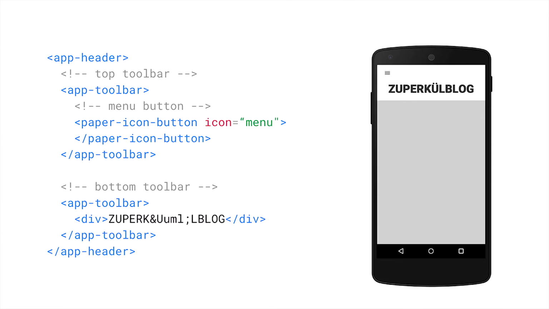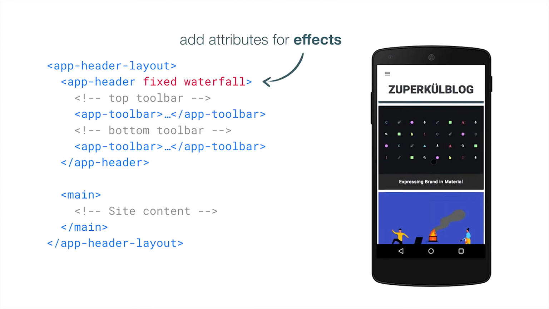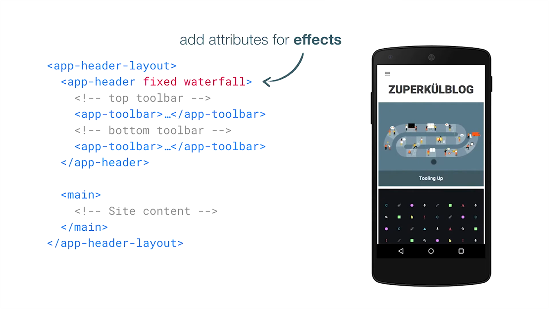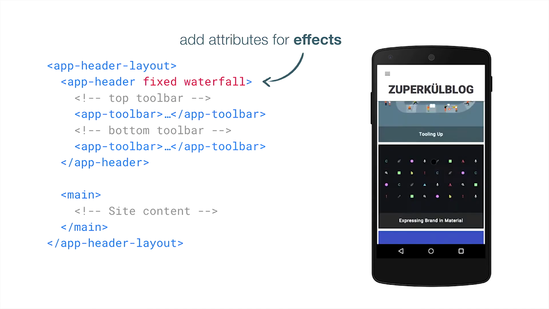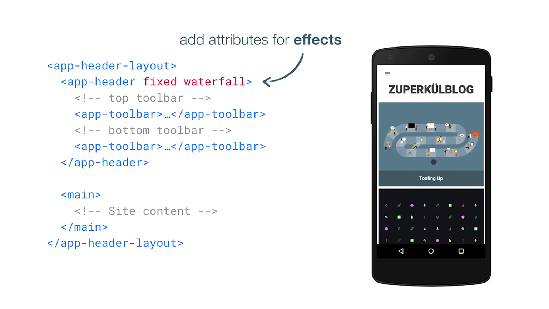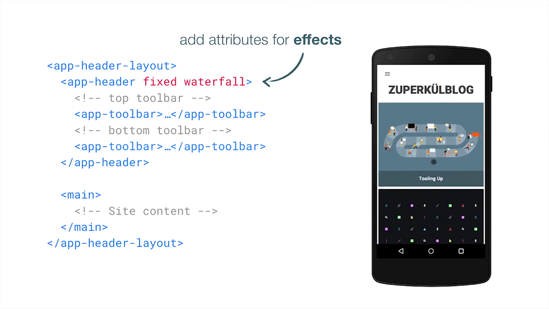And an app header is going to allow me to differentiate all of this content that I'm building here from the rest of the content in my application. And it's going to let me add special effects to this header. And so the last thing I want to do is wrap it in an app header layout. I can throw in a little main tag down there at the bottom for my site content. And now that I'm contained within that header layout, I can add attributes to my app header to give it special behaviors. I can say that I want it to be fixed all the time. I can say that I want it to cast like a waterfall shadow as the user is scrolling around.